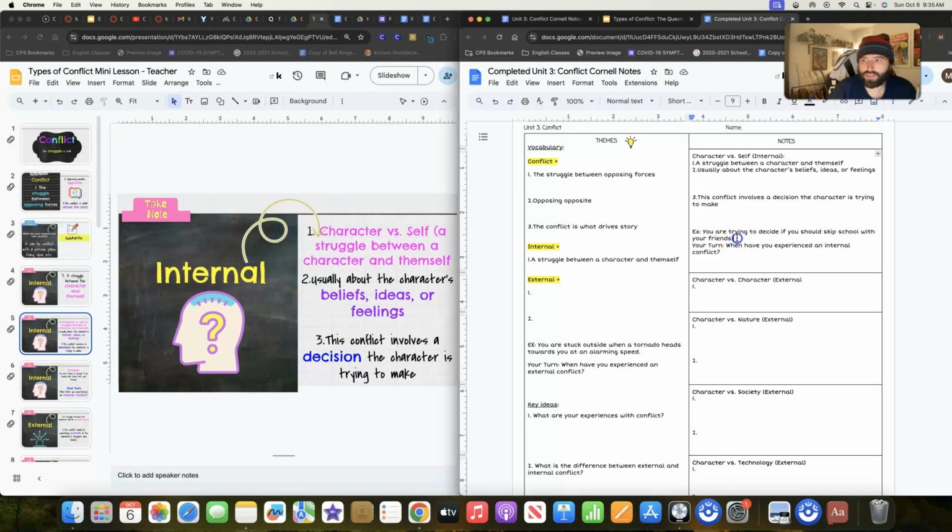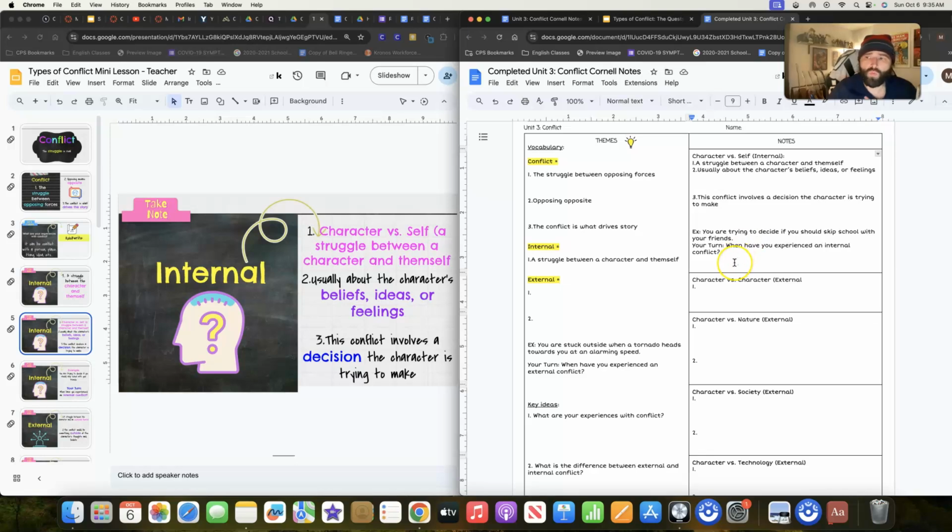For example, you are trying to decide if you should skip school with your friends, if you should lie to your parents, if you should cheat on a test, if you should stay out all night, okay? Or more positively, should I have blueberry Pop-Tarts, strawberry Pop-Tarts, or brown sugar cinnamon Pop-Tarts? What should I have for breakfast? What should I wear today? You all made a conscious decision today to put on the clothes that you're currently wearing. Even if your parents laid your clothes out for you, you're still making that decision. So you're trying to make a decision.